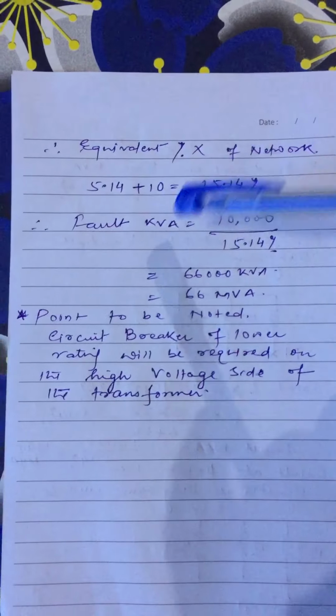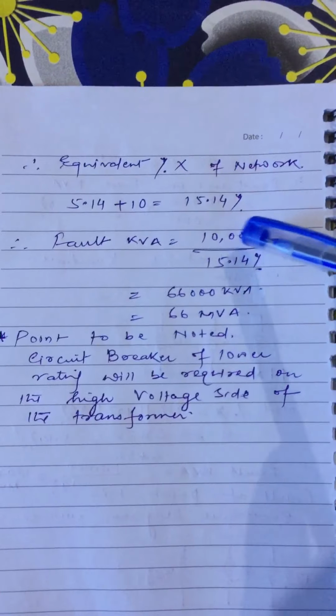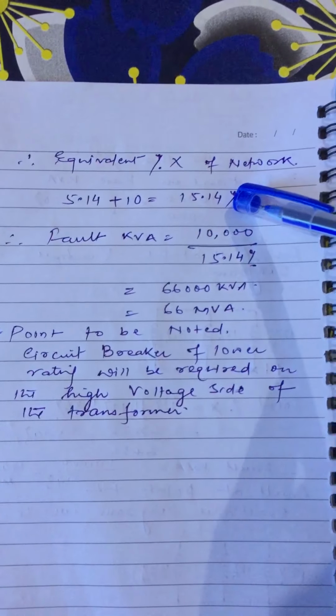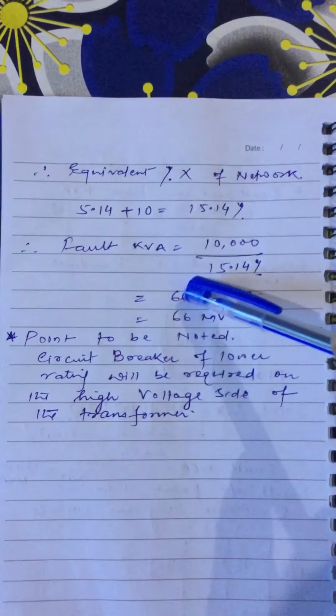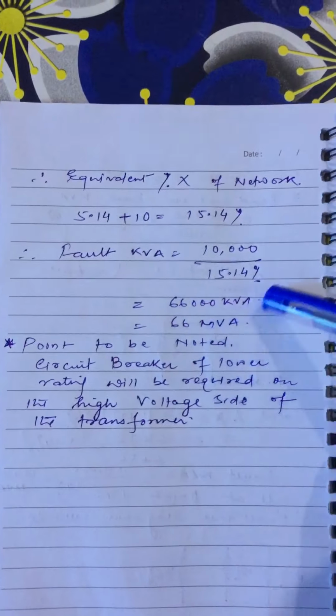Okay, now again the fault kVA will be our base kVA divided by the percentage reactance on the base kVA. So it will come as 66,000 kVA, and it will be equal to 66 MVA.